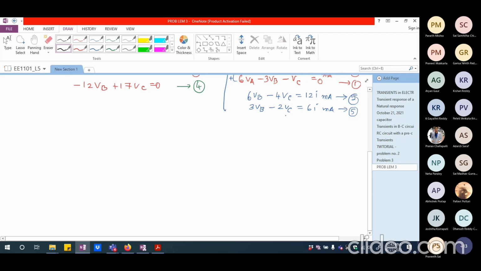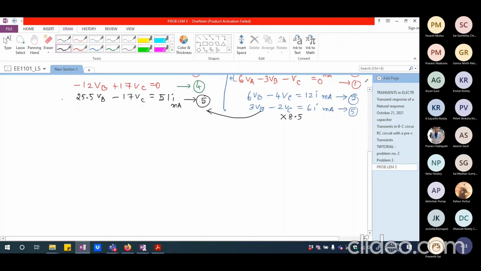So if I try to eliminate VC, I have to multiply this by, let's say, 8.5, just multiplying by a fraction. So 3 8s are 24 and 25.5. So I'm going to get 25.5 VB, and I'm going to have minus 17 VC equal to 6 8s are 48. So this will be 51 I milliampere. So this will be the same as equation number 5.